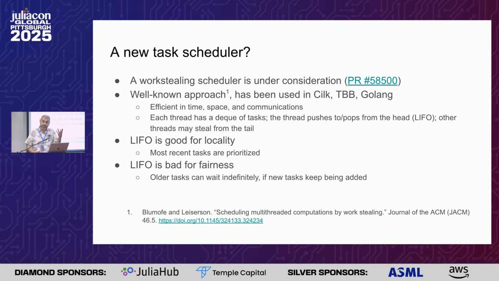Now here's the key here. If you push and pop from the head all your tasks, that's last in, first out. Last in, first out is great for locality because you're running your recent tasks. Things that task was doing are probably still in memory, so your cache will work pretty well. But it's terrible for fairness because your older tasks can end up waiting indefinitely if new tasks keep being added, right?